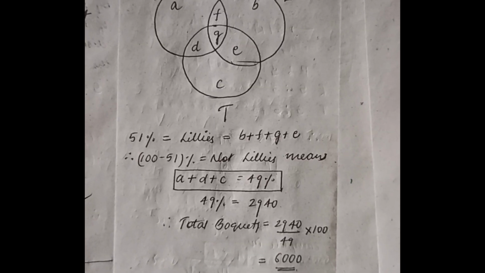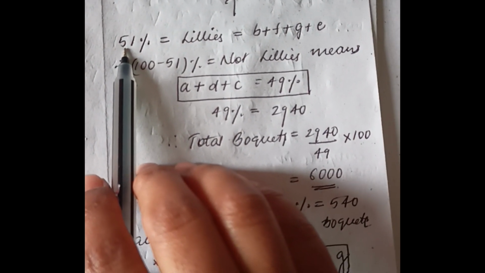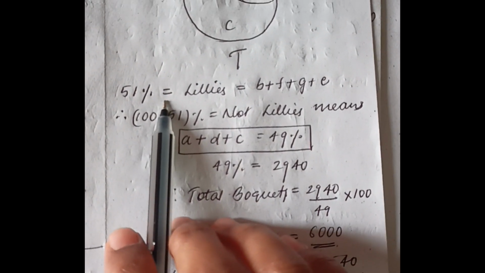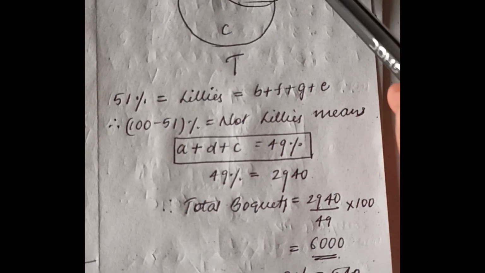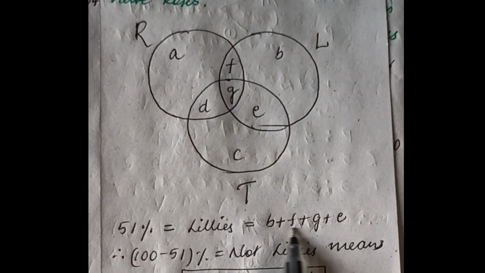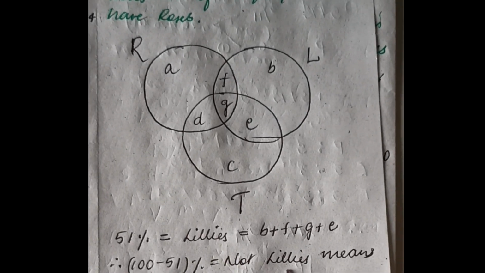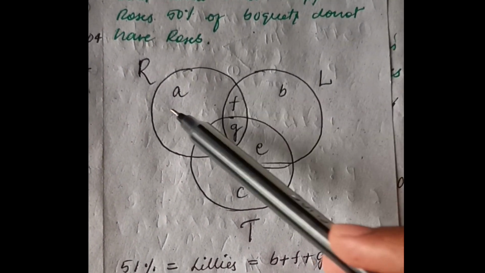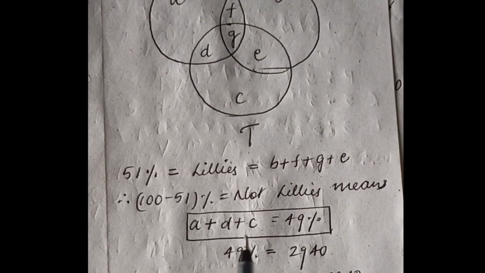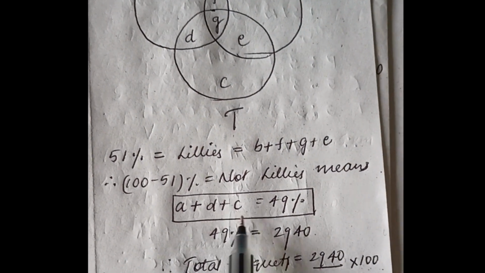So let's see the data now. Here I have noted down the data. In the question they have mentioned that 51% of the bouquets have lilies. That means lilies is this portion: B, F, G, E. So all this belongs to bouquets having lilies. If we subtract 51 from 100, we will get the not-lilies part. If this means lily, A, D, C will be the non-lilies part. Then this 49% will be equal to A plus D plus C.